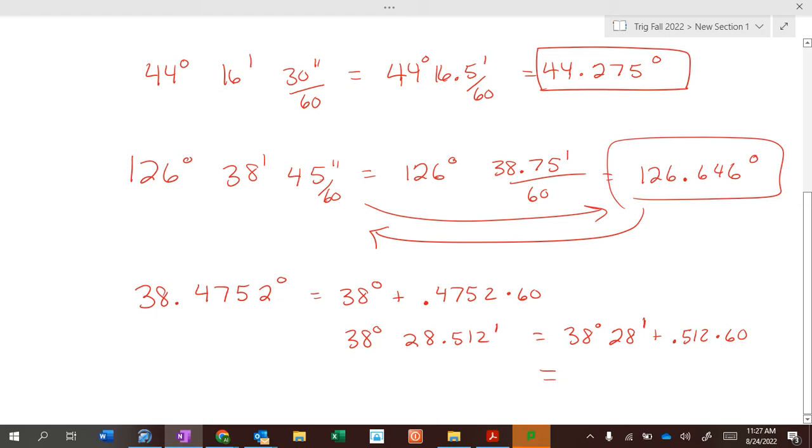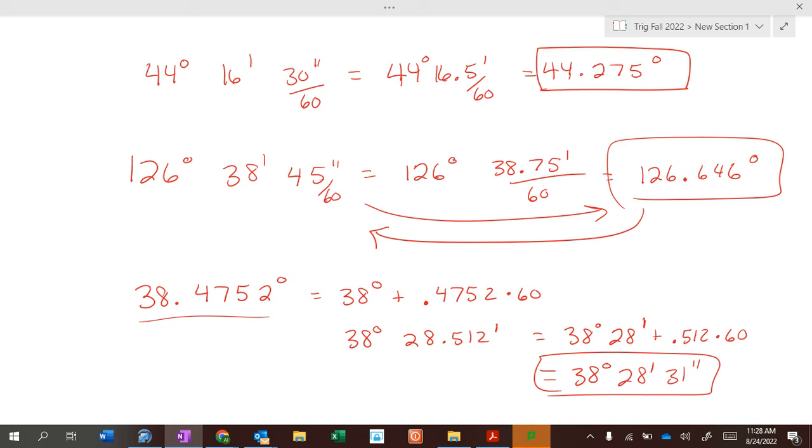And we're going to round to the nearest second, the nearest whole number seconds. So take 0.512 times 60, and it should be like 31-ish. So 38.4752 degrees is about 38 degrees, 28 minutes, and 31 seconds.